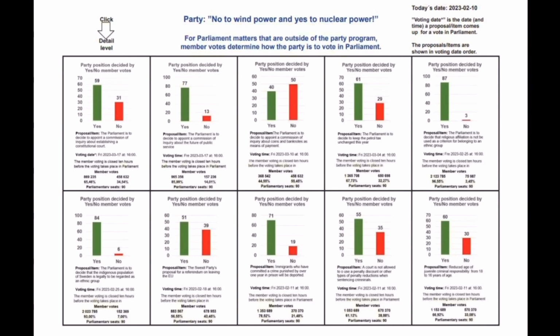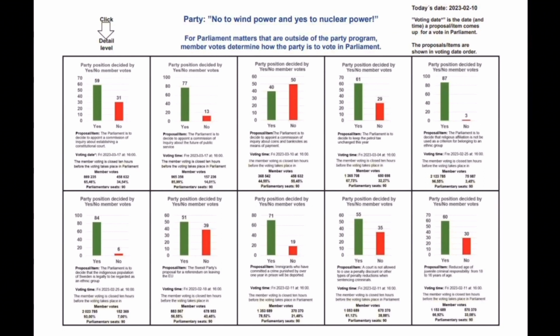And the second one is, a court is not allowed to use a penalty discount or other types of penalty reductions when sentencing criminals. And the third and last one is, reduced age of juvenile criminal responsibility from 18 years to 16 years of age. Now, these are issues that are beside the party's 2 core issues, and member votes determine how the party is to vote in Parliament. Here you can follow daily how a party opinion develops through direct member democracy.